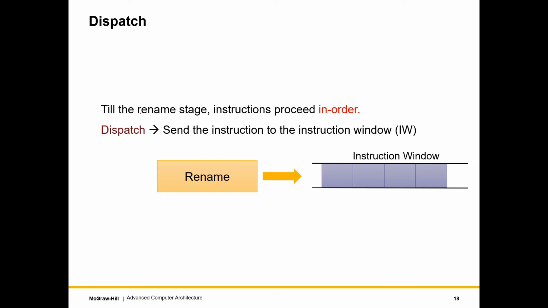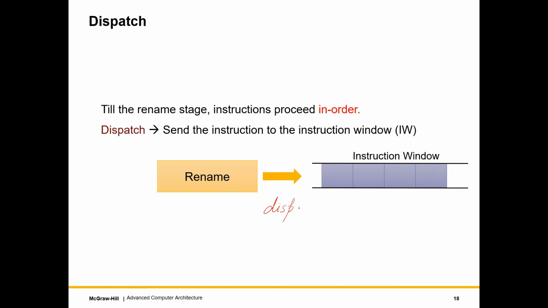So until the rename stage, instructions proceed in order, in program order. After that, they are entered into the instruction window. This also happens in program order because the input of renaming is in program order, the output is also in program order, and the instructions are entered into the instruction window from the rename stage. So this process is known as dispatch.